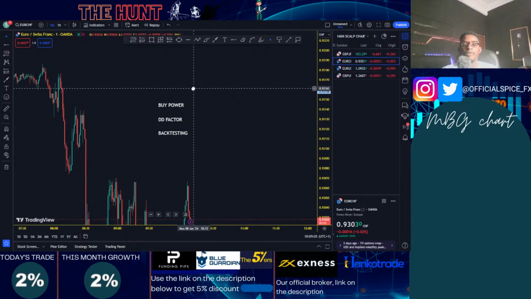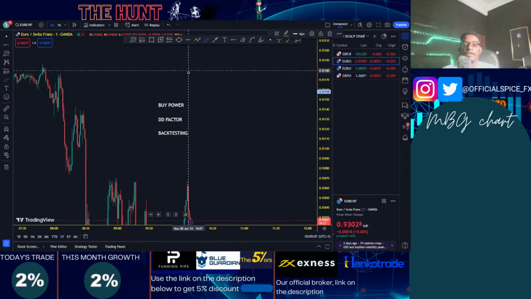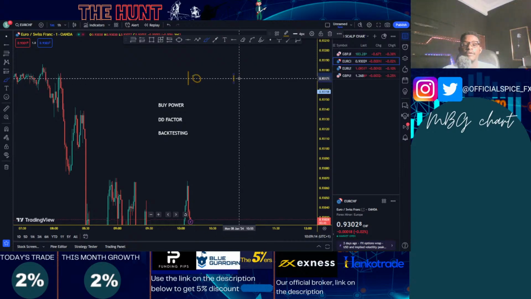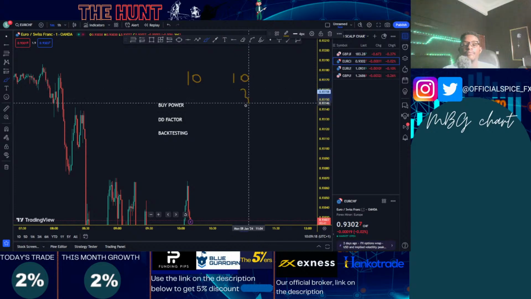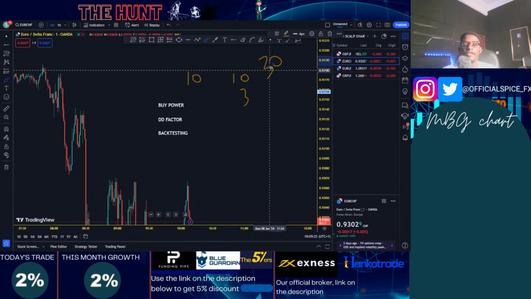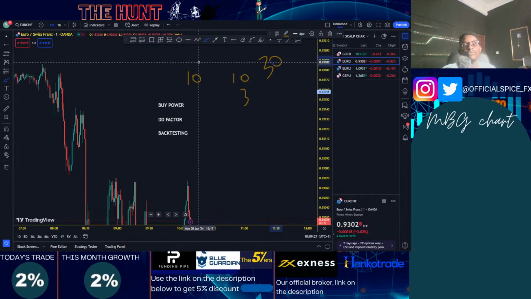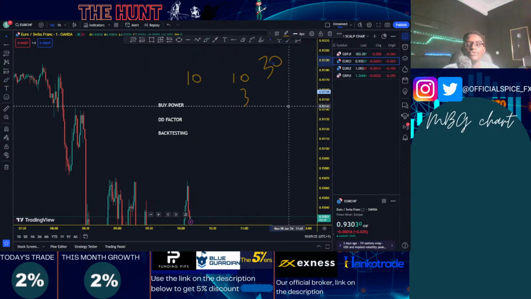Then I divide my prop account, which is 10%, by that number. If you have a 10 DD factor, you multiply that by 3. That gives you 30. You divide 10 by 30, and what you get is what you need to risk every single time you're trading. That's just a simple way to do it. There are going to be losses and all that.